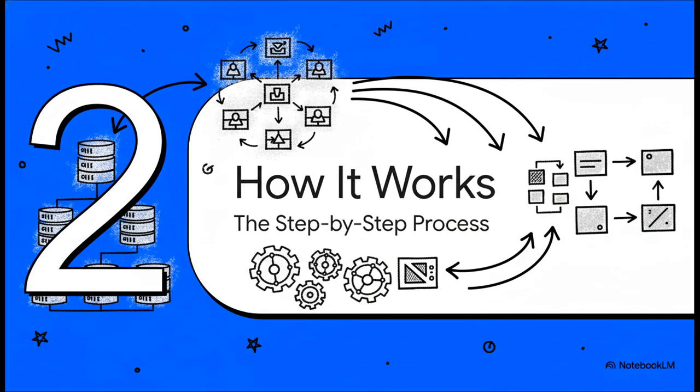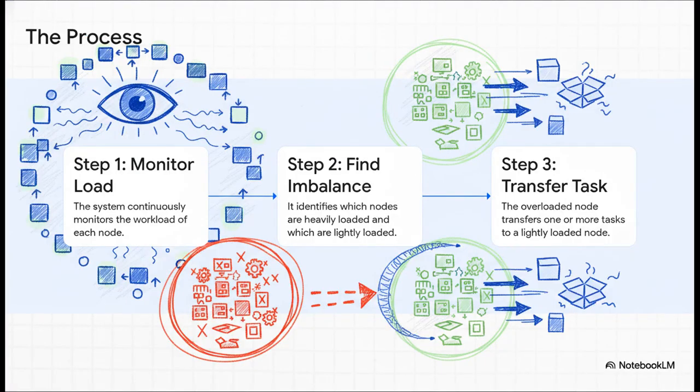So how does it actually fix this mess? Let's walk through the process. It's really a simple 3-step process. First, the system is constantly keeping tabs on how busy every node is. It's the lookout. Second, it spots the problem. It sees that node A is drowning in work and node C is free. And third, it takes action. It says, hey, node A, let's move some of your work over to node C.